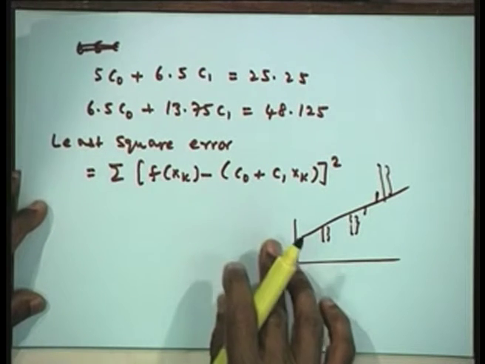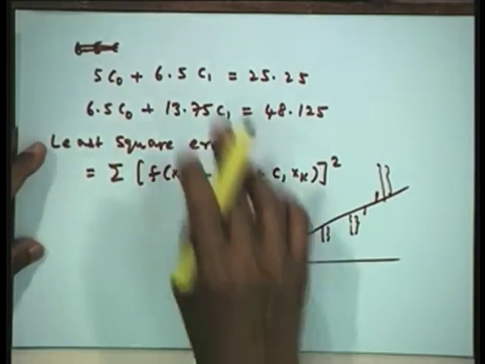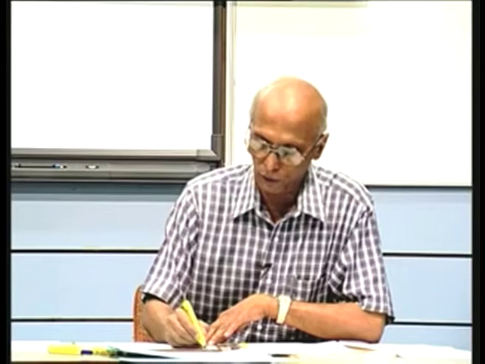Let us now discuss how we can apply the least square approximation as we have defined earlier when a continuous function is given.